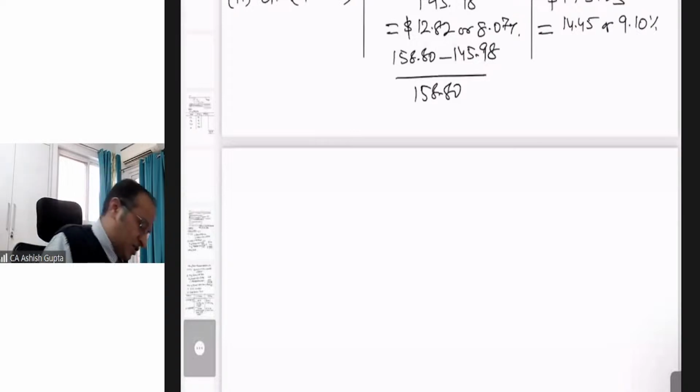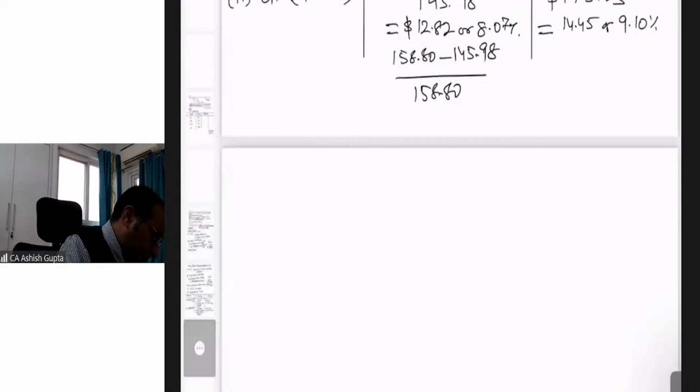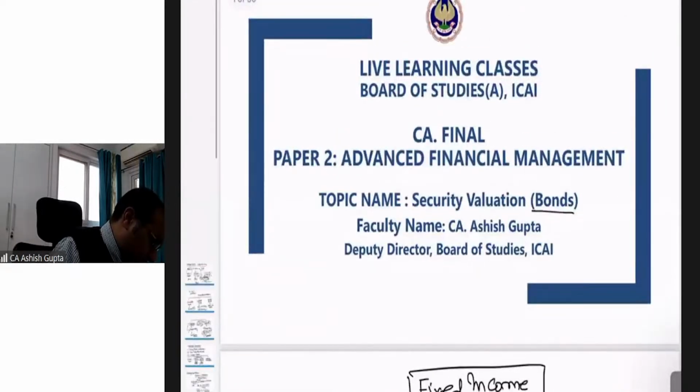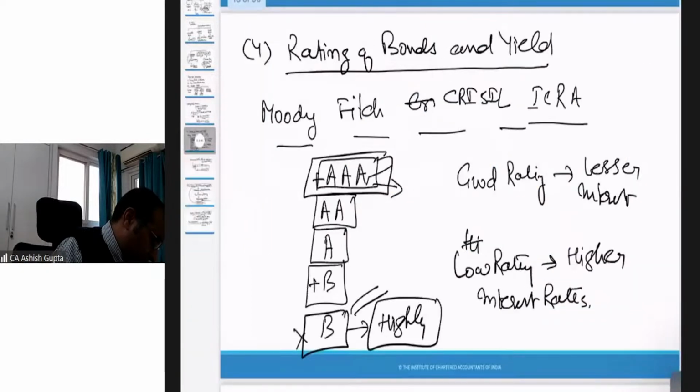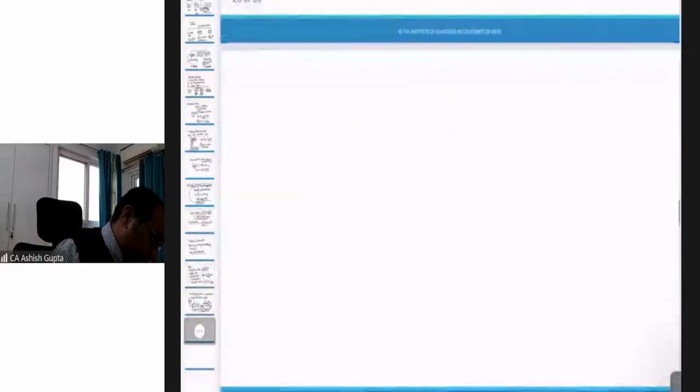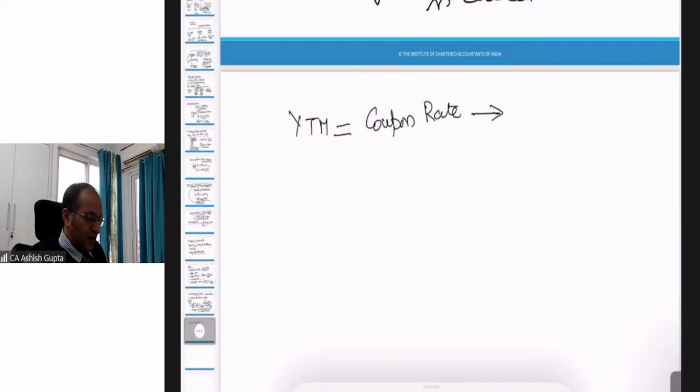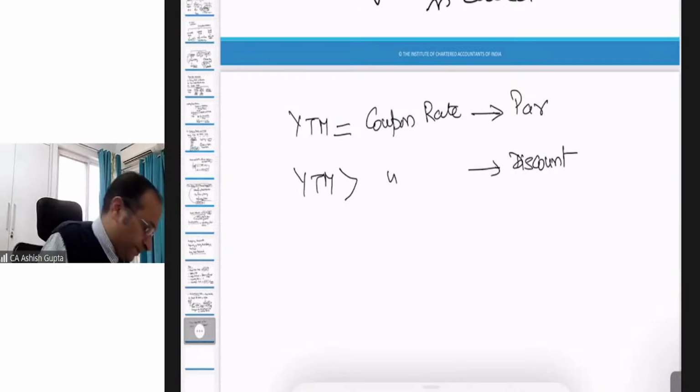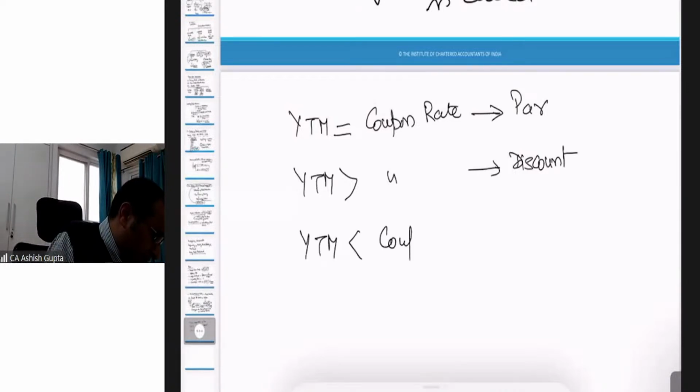Now I will just draw your attention to a concluding remark. This table is in your study material also, where you can observe that if our YTM is equal to the coupon rate, then the bond will be traded at par. If YTM is greater than the coupon rate, the bond will be traded at a discount. We have seen from the previous question that when YTM exceeds the coupon rate, the value will be less. And where YTM is less than the coupon rate, it will be traded at a premium. So with this, we come to the end of the session.